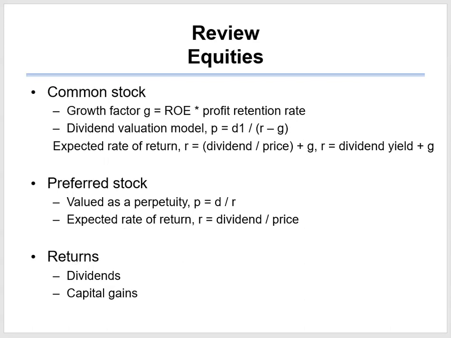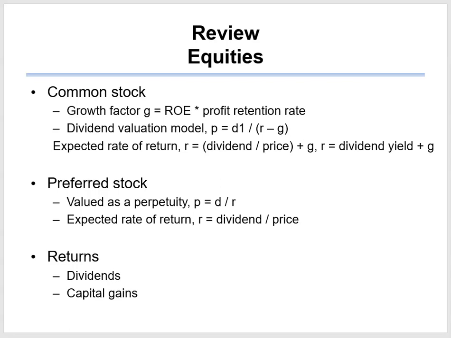Let's turn to equities. We have two types of equities, common stock and preferred stock. When we look at common stock, we want to look at how much that stock is going to grow. We typically buy it so that the stock price goes up. Well, we want to know the growth factor of the stock, and that is the return on equity, the amount of profits that are being generated for the owners, times the percent that those profits are being plowed back into the business. That gives us an idea of how much we expect the company to grow.